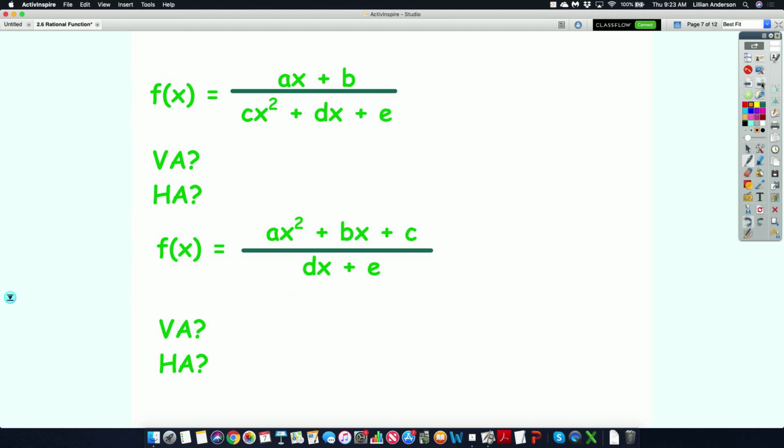Here are your two other types of functions that you are going to be dealing with. These are your more involved ones. As you can see for the one at the top, you basically have a higher order polynomial in your denominator than you do in your numerator. In your numerator, this is just an example, you have a linear function. In your denominator, you have a quadratic function. How would I find the vertical asymptote with that one on the top?